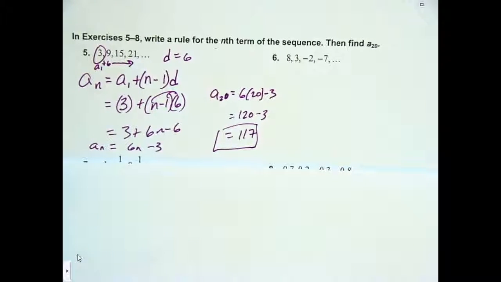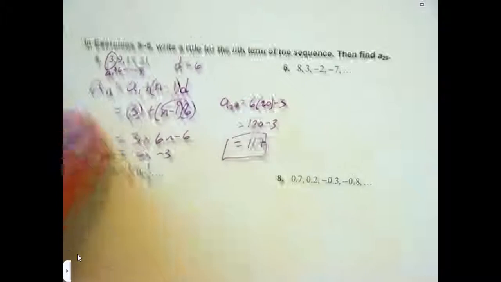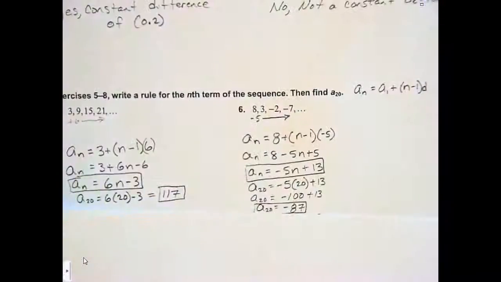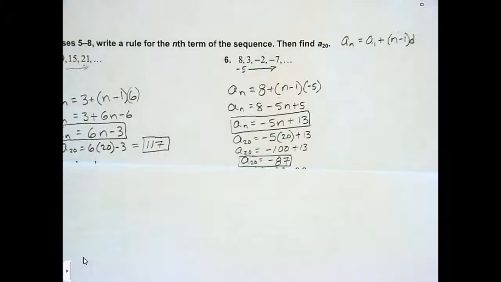How many got it? All right. How many have number 6? Okay. Give numbers 6, 7, and 8 a go. I'll be walking around if you need help. All right. There's number 6.